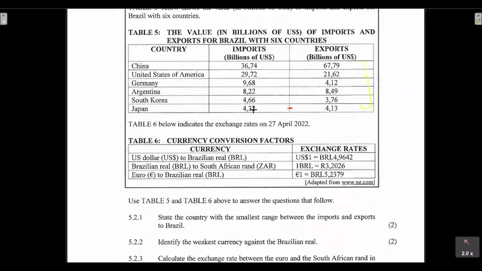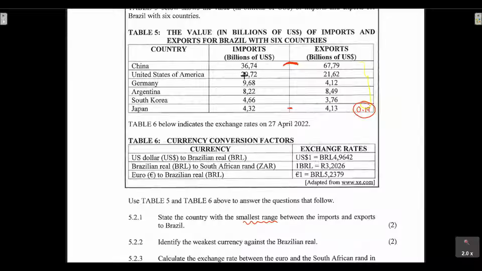Because if you take that 4.32 and you minus it with 4.13, you will get 0.19. And that 0.19 is the smallest range that you'll get from all these values that were given here. Because if you take 67 minus 36.74, the difference between these two values gives you approximately 31.05. So already you can see that this is not going to give us the smallest range.